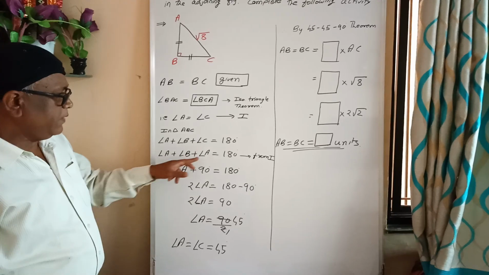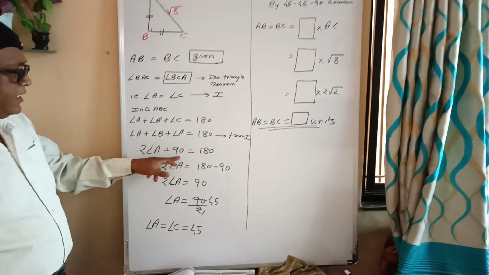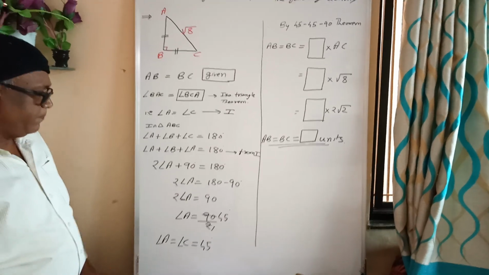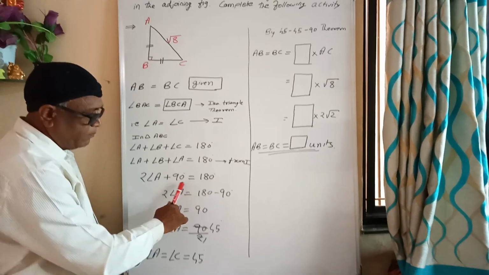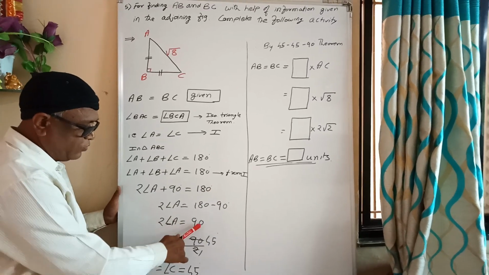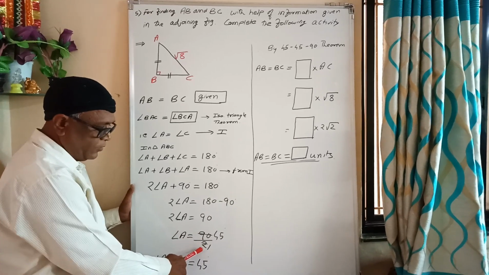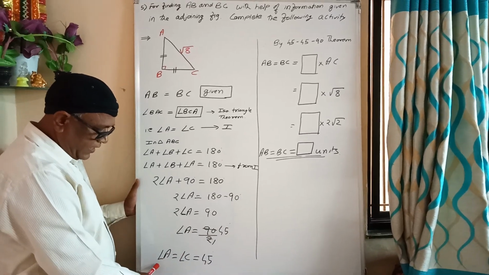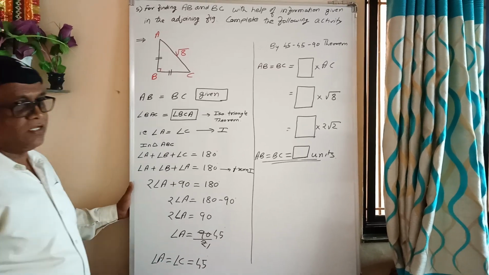Now, angle A plus angle A, 2 angle A plus 90, is equal to 180. 2 angle A is equal to 180 minus 90. Therefore, 2 angle A is equal to 90 degrees. Angle A is equal to 90 upon 2. By cancellation, angle A is equal to angle C is equal to 45 degrees.